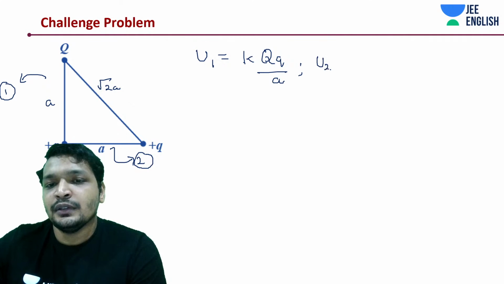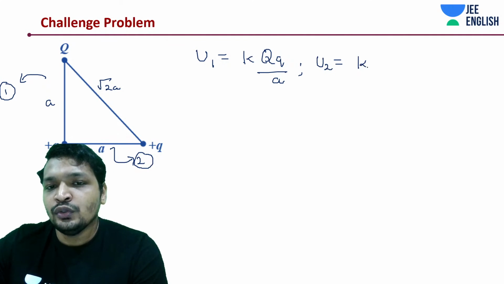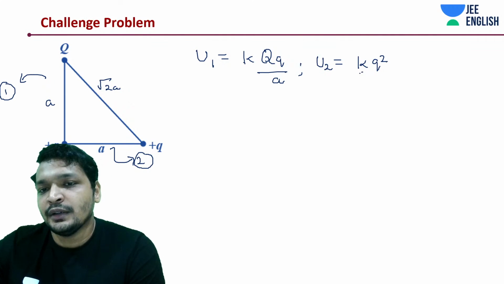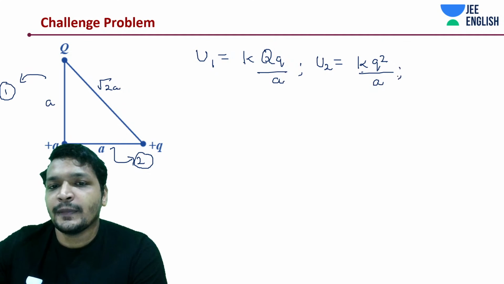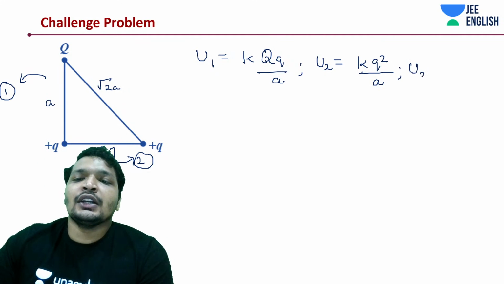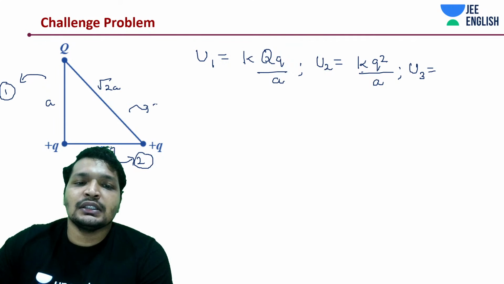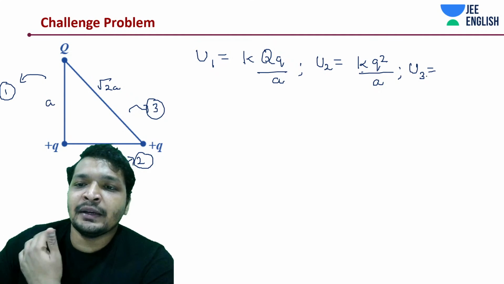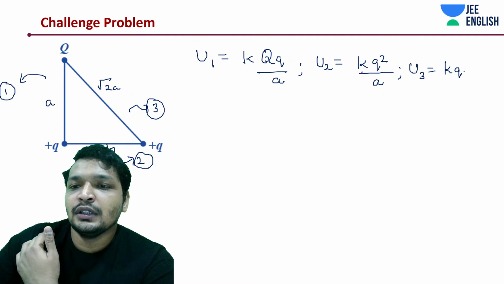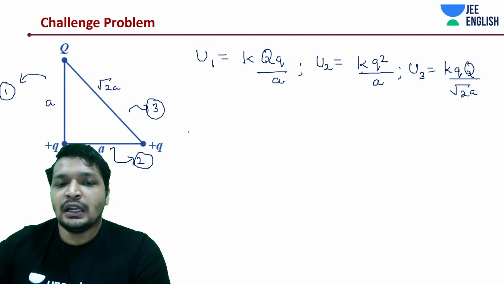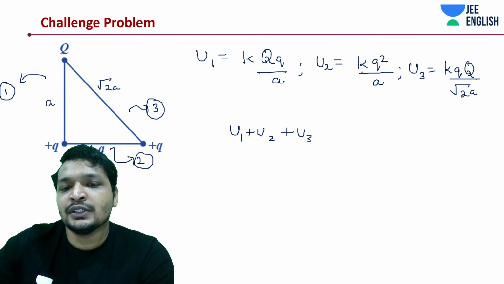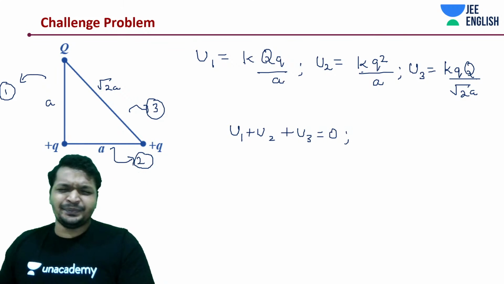U2 is going to be K into Q into, again a Q, it's Q square divided by A. Okay, and U3, that is due to this interaction. How much is it? K into Q divided by small q into capital Q divided by root 2a. Now we have something like this: U1 plus U2 plus U3 is equal to 0.